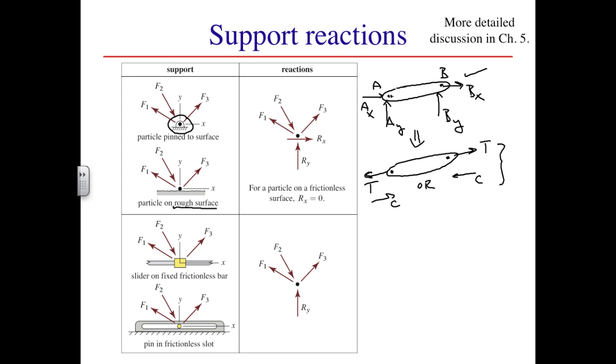It always acts to oppose actual or impending motion. So if the other forces acting on the particle are tending to push it towards the right, Rx must act to the left, and if the other forces are acting to push it towards the left, Rx must act to the right. We will have much more to say about friction as we get to the end of the class. For now, we'll say that even though there are X and Y reaction force components in both cases, the nature of the reactions provided by the pin are significantly different from those provided by a frictional surface.